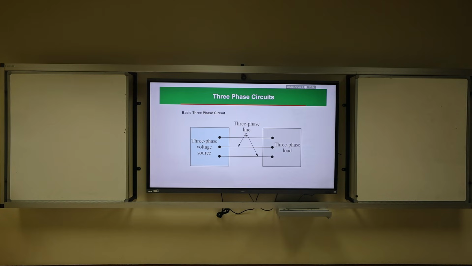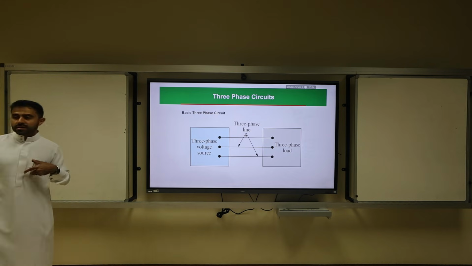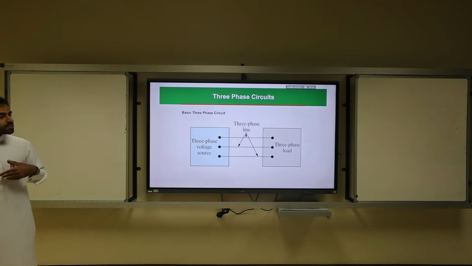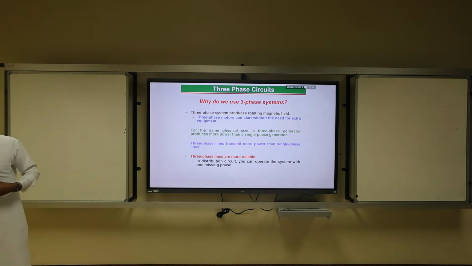Mainly the motors are 3-phase. Mainly machines, 3-phase. Okay? So if you go to the fans in the house, is it 3-phase or single phase? Single phase. Okay? So why do we use a 3-phase system?